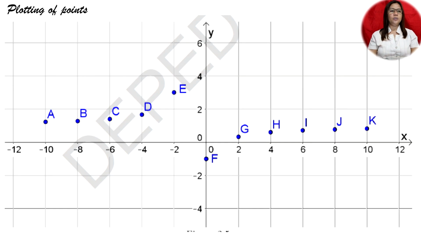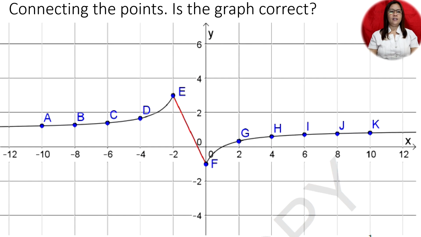Plotting of points, so we have point A, point B, point C, point D, point E, point F, point G, point H, point I, point J, and point K. Connecting the points, is the graph correct? Are we going to connect point E to point F?